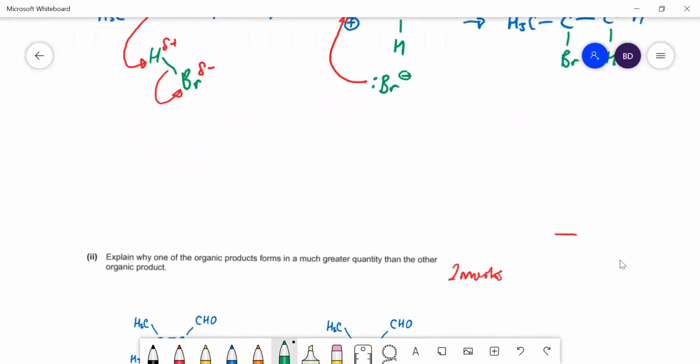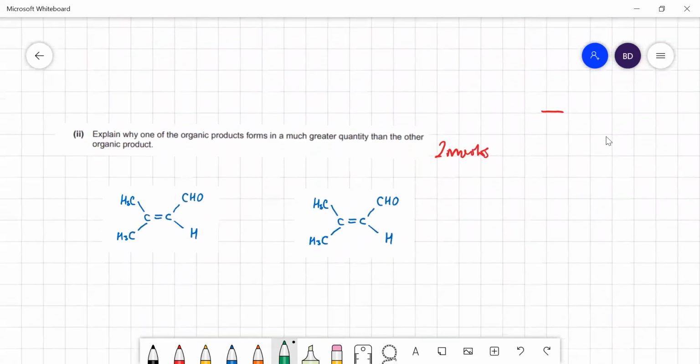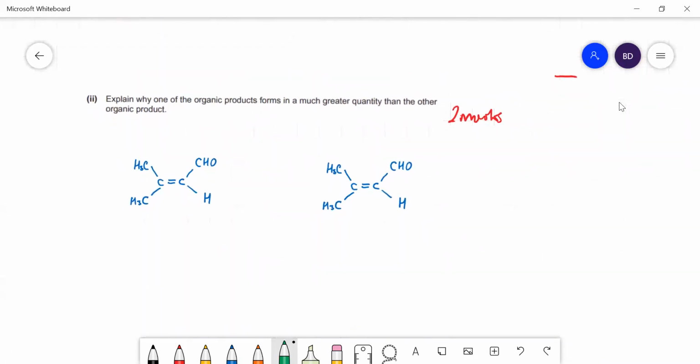Right, now the next question is: explain why one of the organic products forms in much greater quantity than the other. So I've drawn those two structures in blue there to illustrate that. Let's draw the major product on the left. I'm going to explain it with these diagrams. So we've got CH3 there, and that is the carbocation intermediate, and that is a tertiary carbocation.